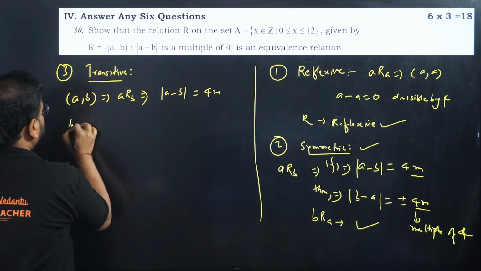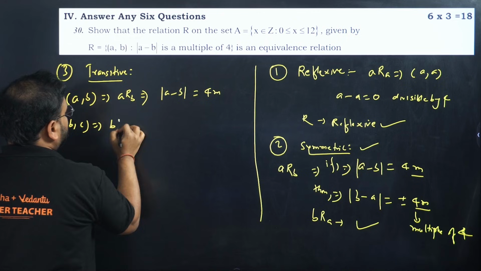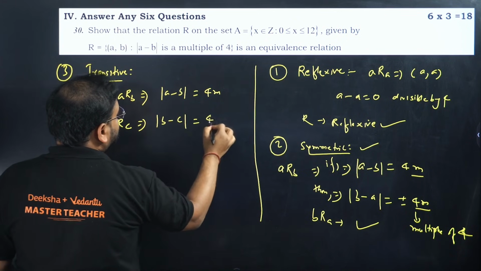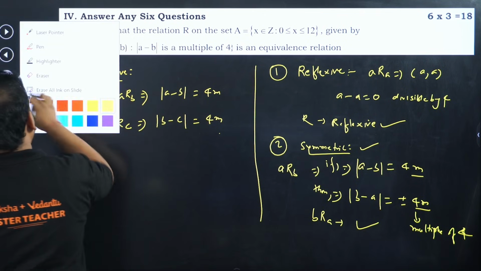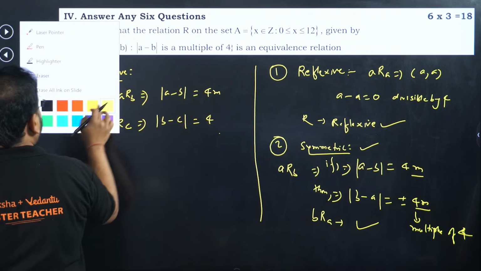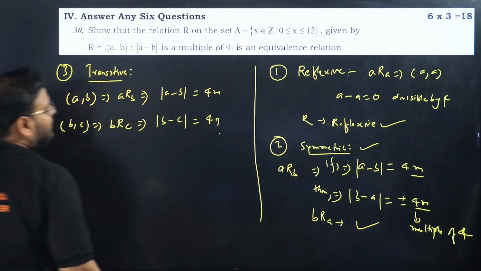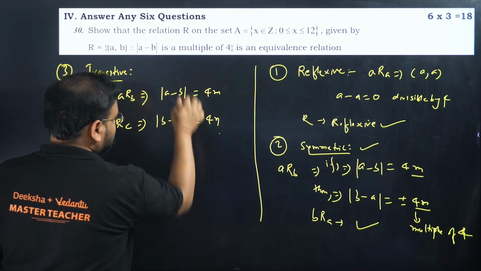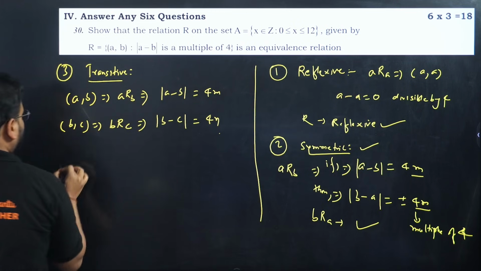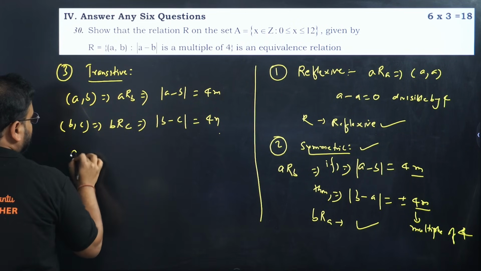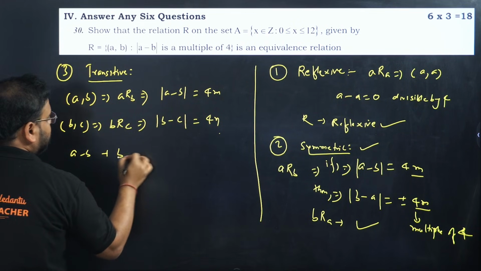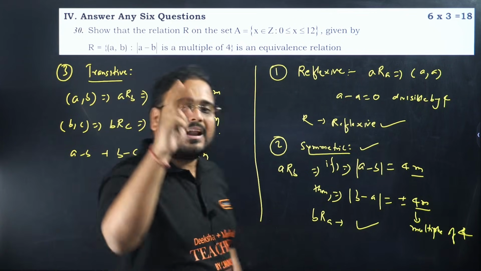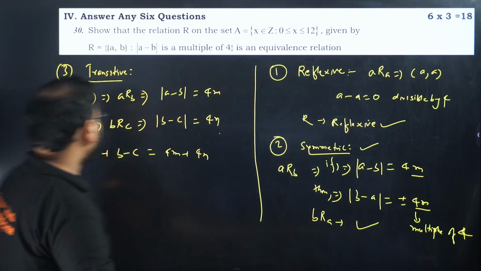Let's take the next combination (b, c). We'll write b R c, and over here we have b minus c as some multiple, 4n. Now if I take the positive sides only and add them, I'll get a minus b plus b minus c equals 4m plus 4n. I'm adding only with the positive sign.